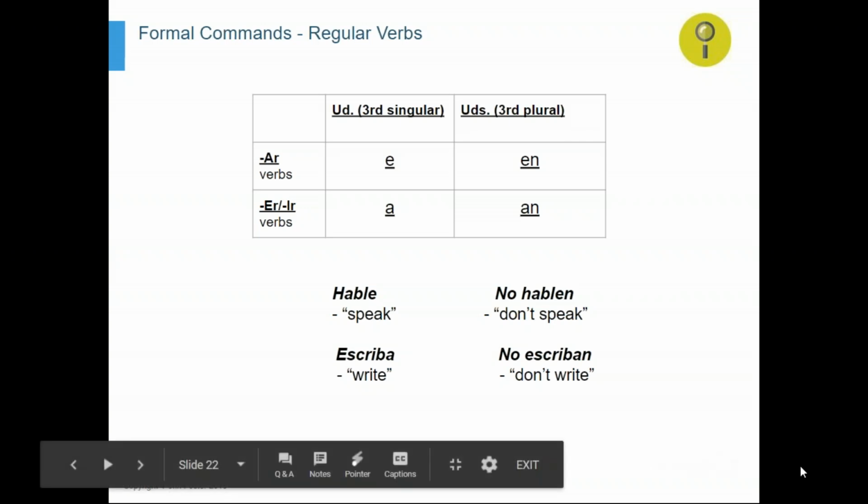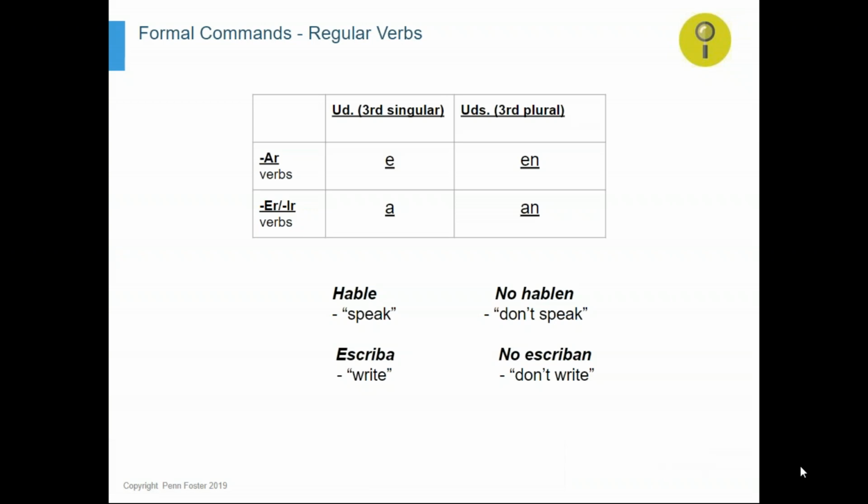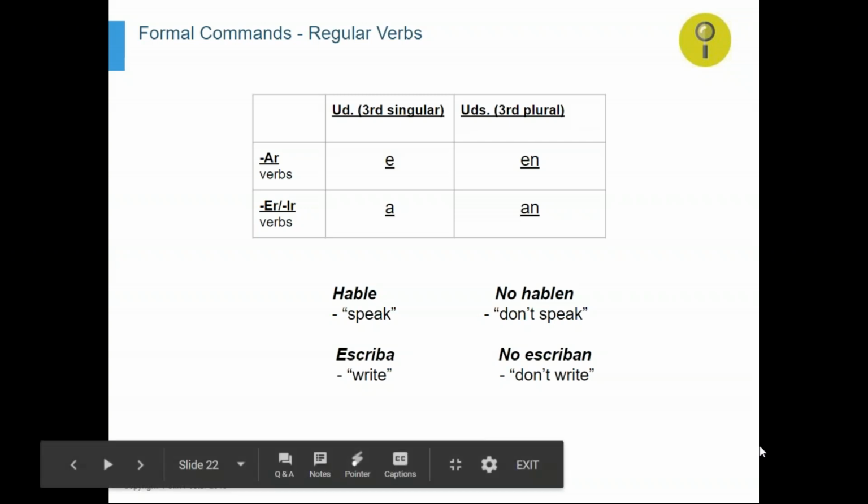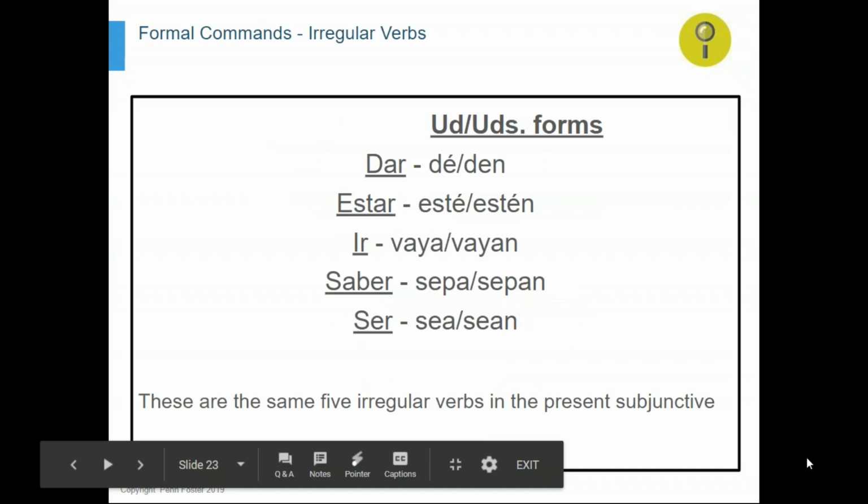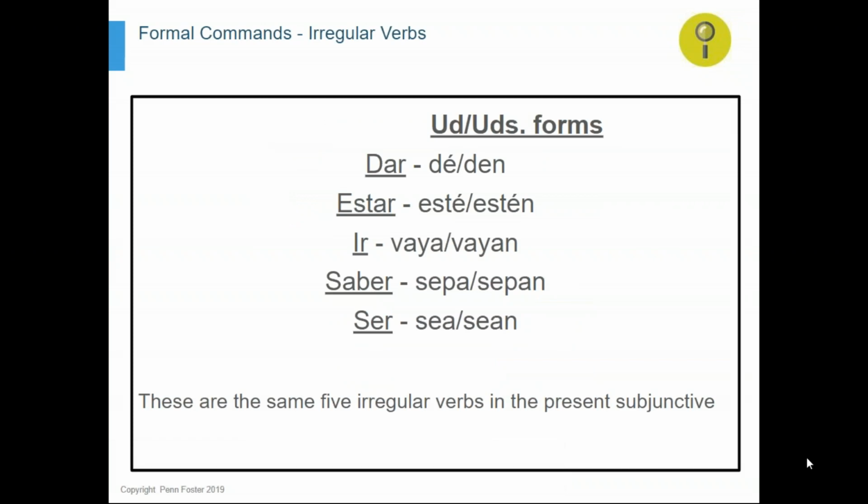Okay, so those are your required endings for usted or ustedes formal commands. Same endings as present subjunctive tense. That's what commands are rooted in, at least these commands. And as I mentioned earlier, you would be seeing these 5 verbs again. We talked about these as the irregular verbs in present subjunctive. They are also used as the irregular usted and ustedes forms for formal commands. So these are the verbs you can't follow those 3 steps for.